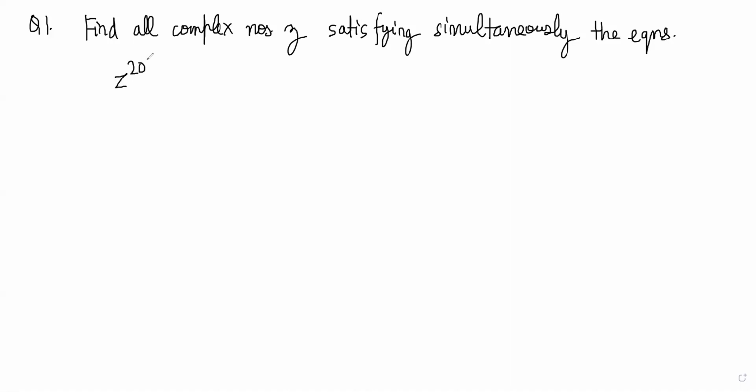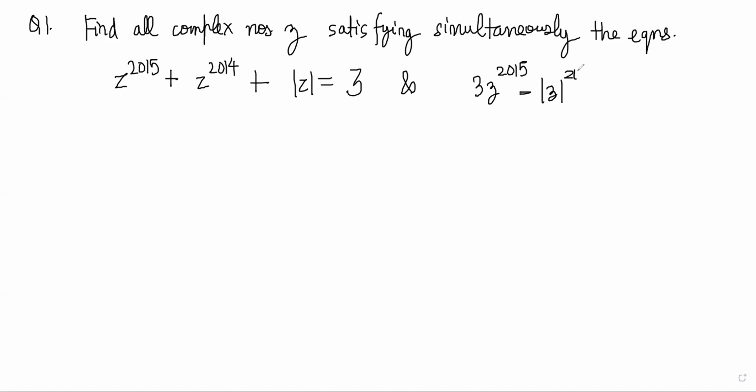z bar 2015 plus z bar 2014 plus mod z equals 3, and the second equation is 3z bar 2015 minus mod z bar 2014 minus z equals 1. We want complex numbers that satisfy both these equations simultaneously, right?